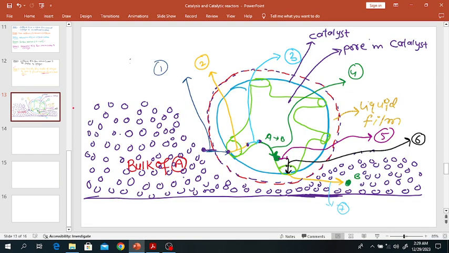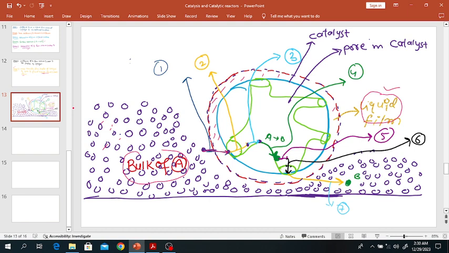This is the bulk of A. These are molecules of A in the bulk region. In the first step, component A will transfer through the liquid film which is around the catalyst. This is the liquid film around the catalyst. This is the liquid film around the spherical catalyst particle.